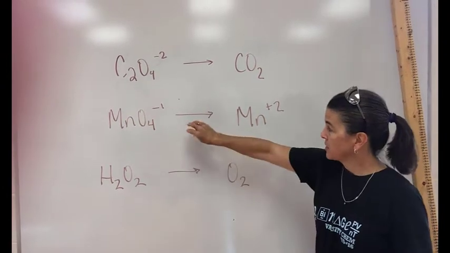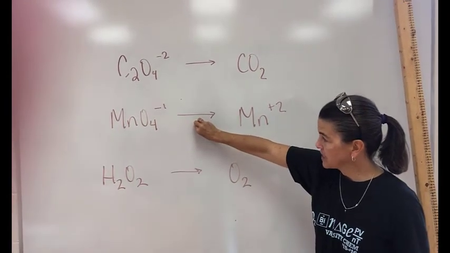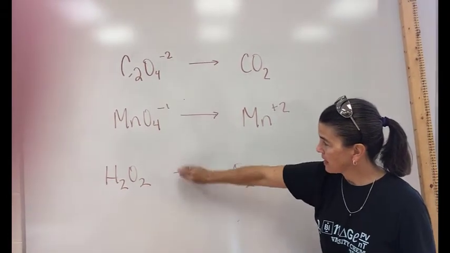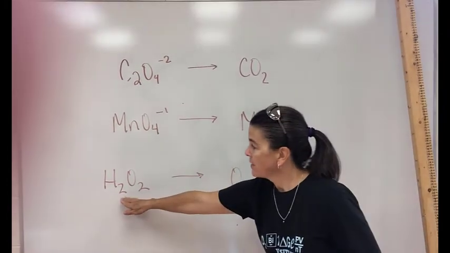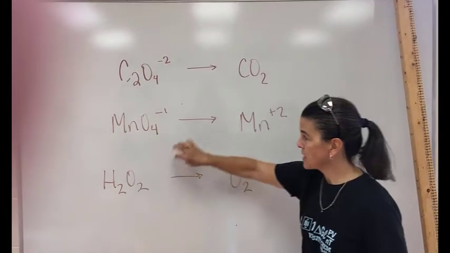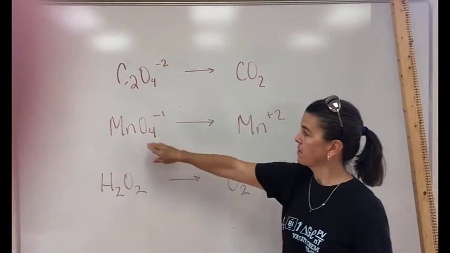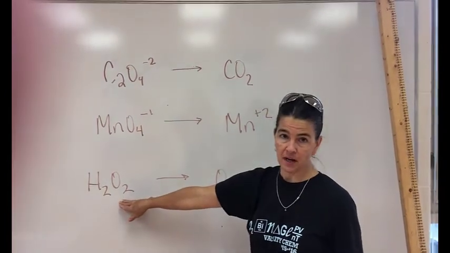Then you're going to take the permanganate half reaction again and balance that and add that together with the hydrogen peroxide reaction to create the overall equation for permanganate reacting with hydrogen peroxide.